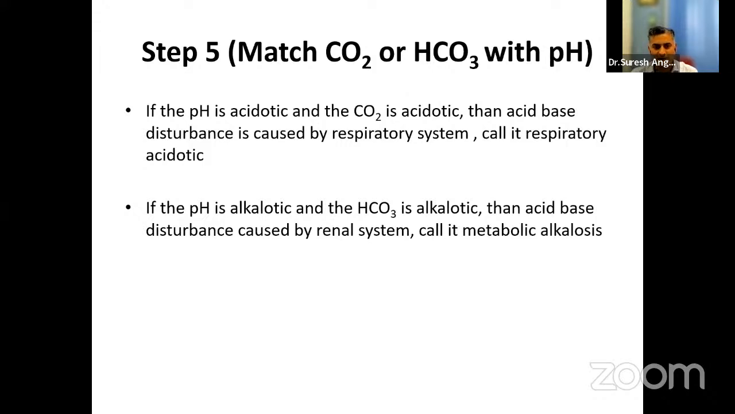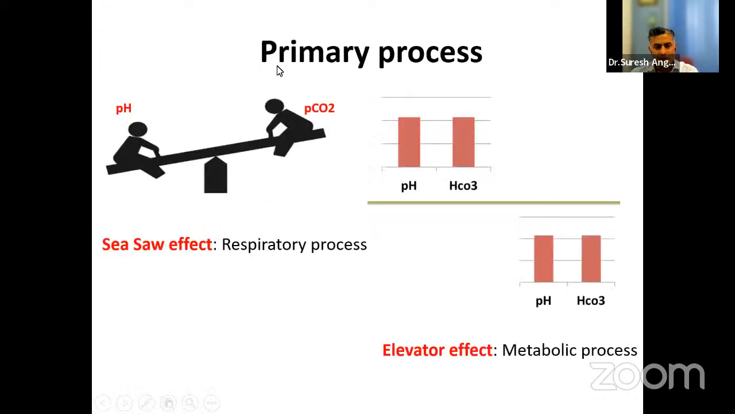And if the pH is alkalotic and the bicarbonate is alkalotic, or bicarbonate is high, then the acid-base disturbance is caused by the metabolic system or renal system, and we call it metabolic alkalosis, and the reverse is also true. So these are the primary processes, how CO2 affects pH and how bicarbonate affects pH.